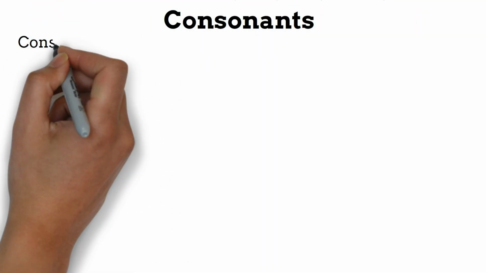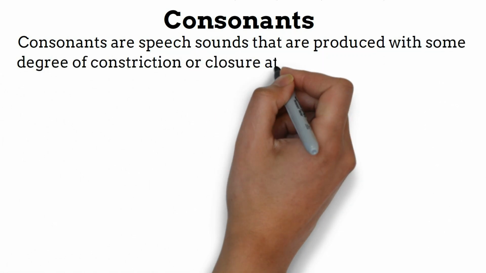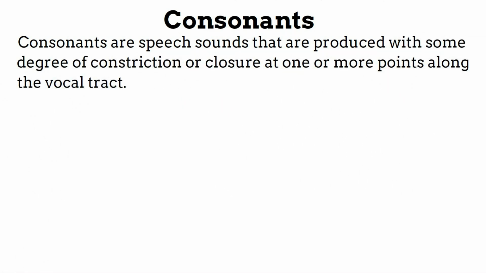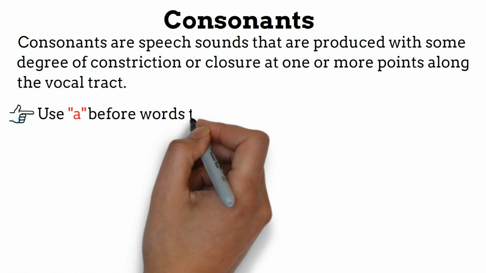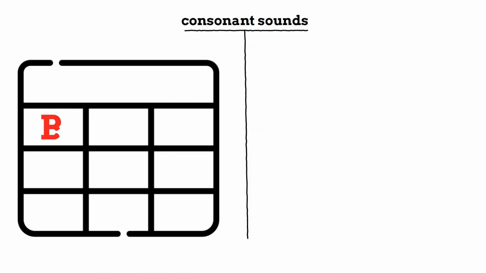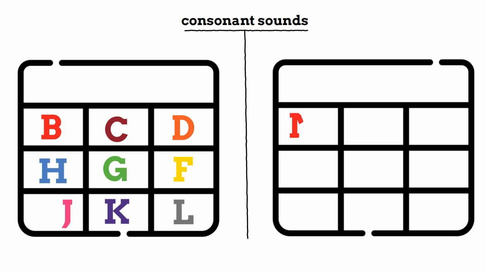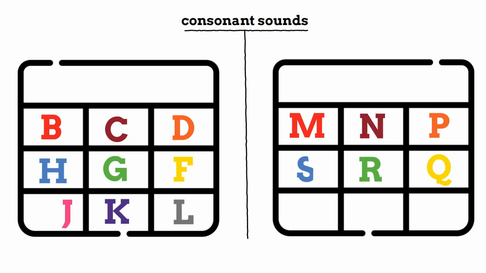Consonants. Consonants are speech sounds that are produced with some degree of constriction or closure at one or more points along the vocal tract. Use a before words that begin with a consonant sound. The letters that represent consonant sounds in English include B, C, D, F, G, H, J, K, L, M, N, P, Q, R, S, T, V, W, X, and Z.